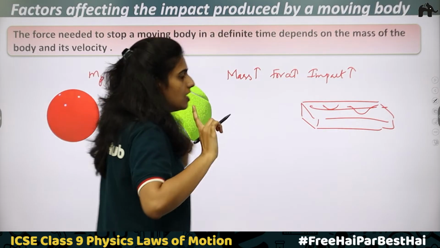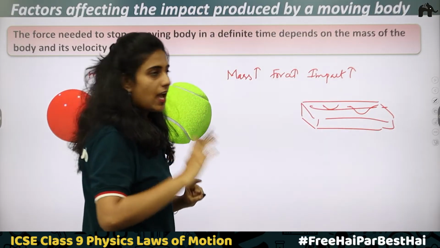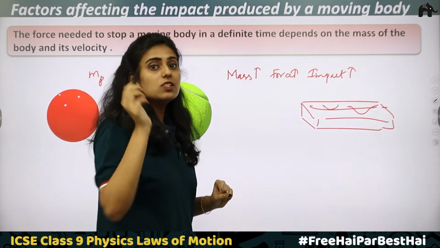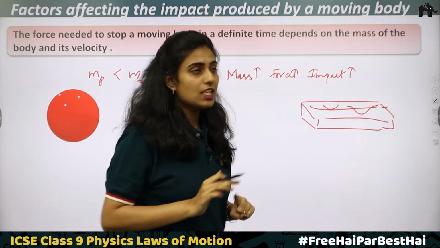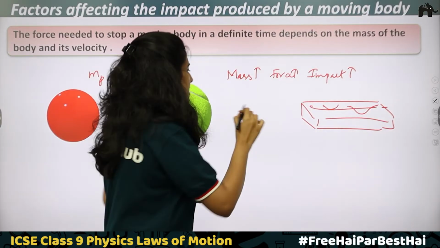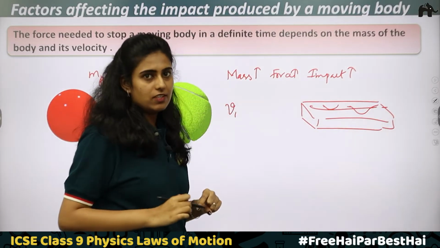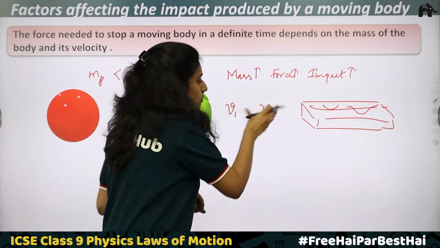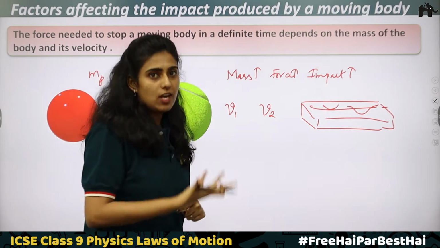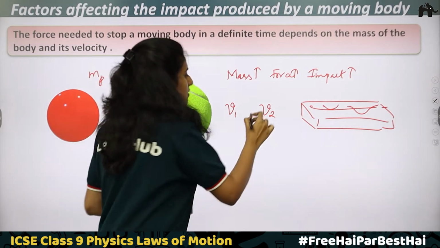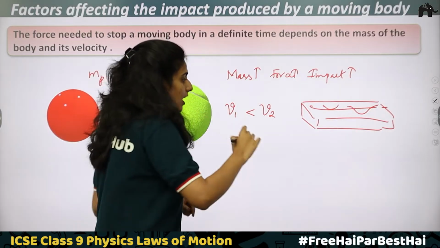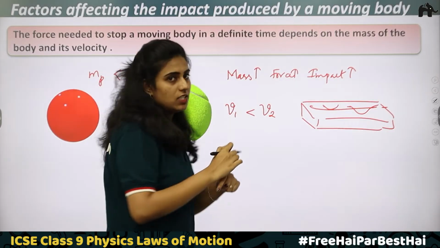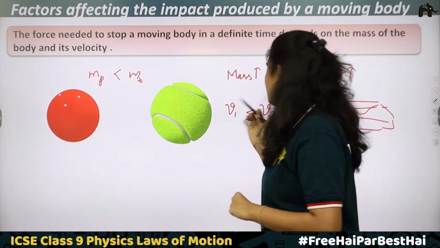Now the second factor, we are taking a tennis ball and the tennis ball is just dropped, and the second case is tennis ball is thrown to the sand. In which case the depression will be higher? First, let us say the tennis ball has a velocity v1. In the second case, when it is thrown, the velocity is v2. Here, more force is applied. More force means more velocity. Velocity will be higher. Okay, v2 is greater than v1. So in that case, the depression produced will be higher. So the second factor on which the impact depends on is velocity.